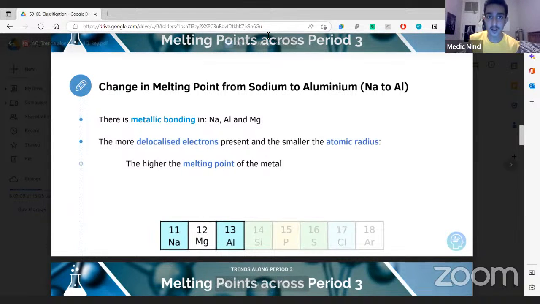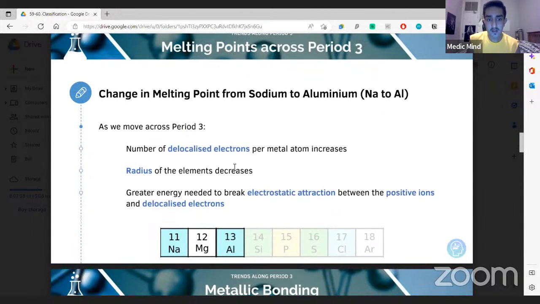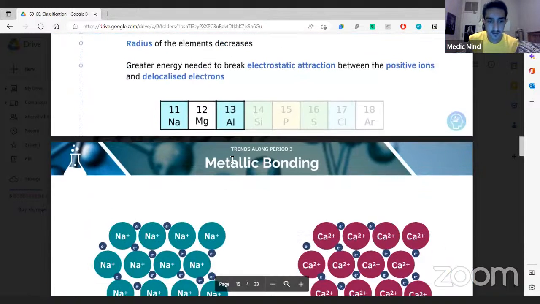There'll be a smaller atomic radius, which means that the strength and the force of attraction is going to be stronger, which means that the melting point is going to be higher, because there's a greater electrostatic attraction between the positive ions and the delocalized electrons.